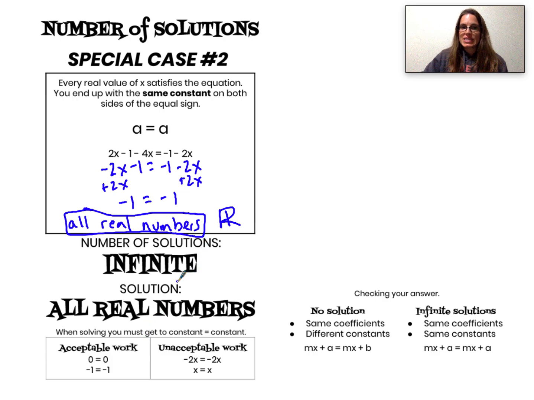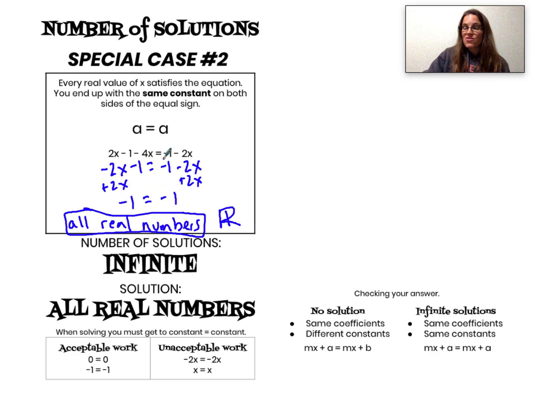Now, there is a lot of room for finding this answer but not having the proper justification. So in this case, a lot of students will want to stop at, for example, negative 2x equals negative 2x or x equals x. That is not considered sufficient justification. You need to continue to solve until you have a constant equals another constant. And then you can say the solution is all real numbers.